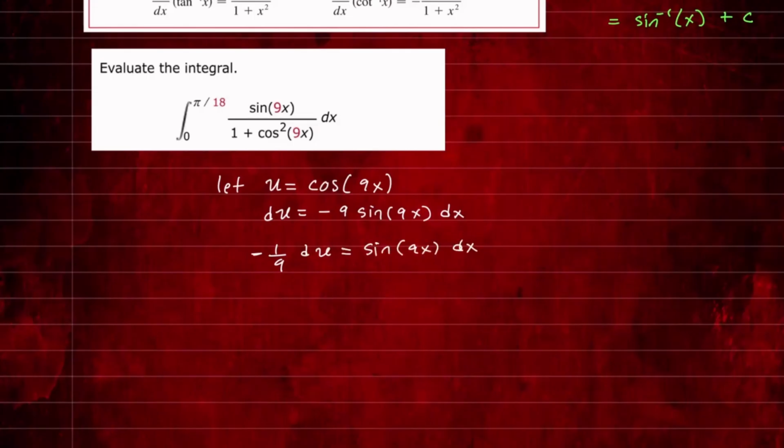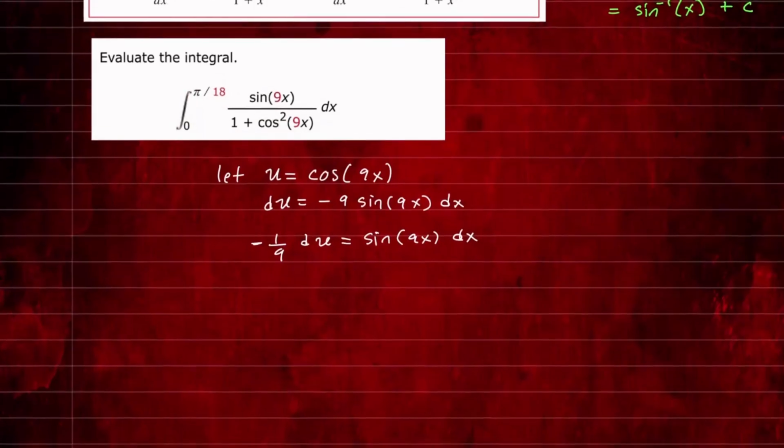So that's my substitution. And that will transform my integral into 1 over 1 plus u squared with the multiplication of negative 1/9. Now, because it's a definite integral, you could also change these bounds since they belong to x. You could change it or not. That's totally up to you. I'm going to go ahead and change the bounds.